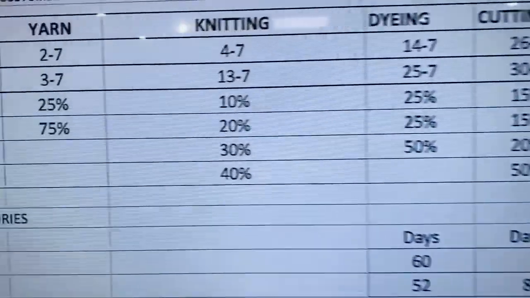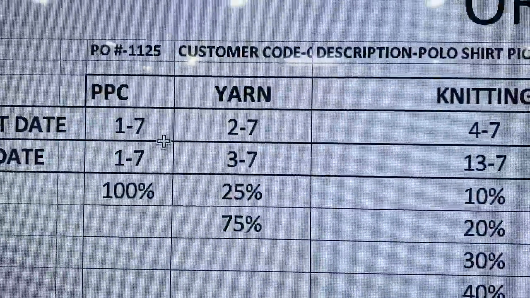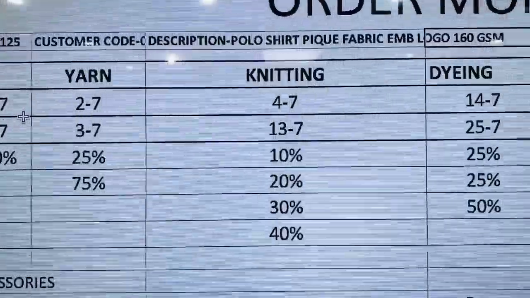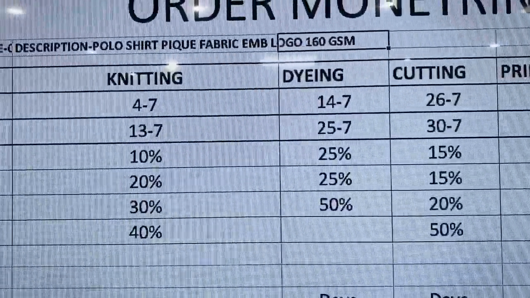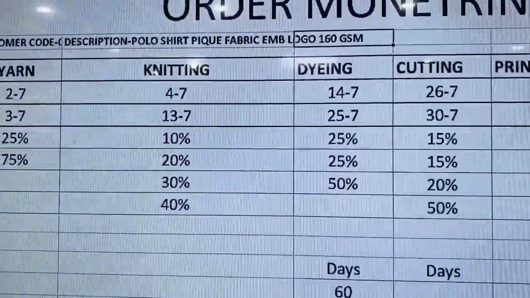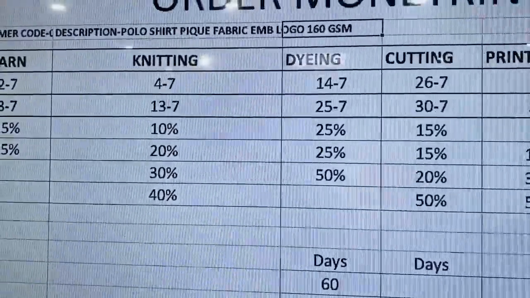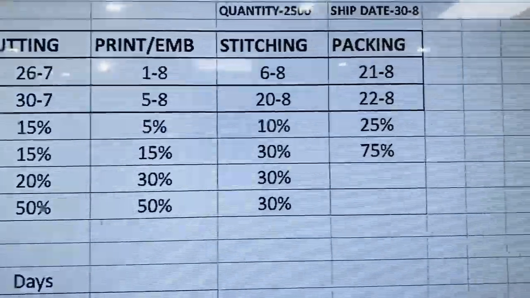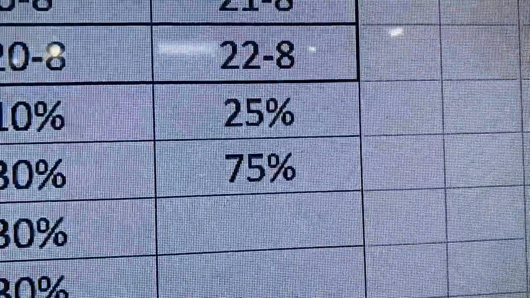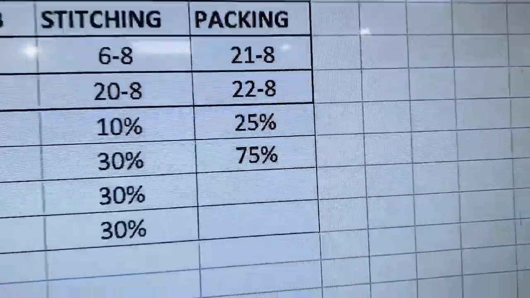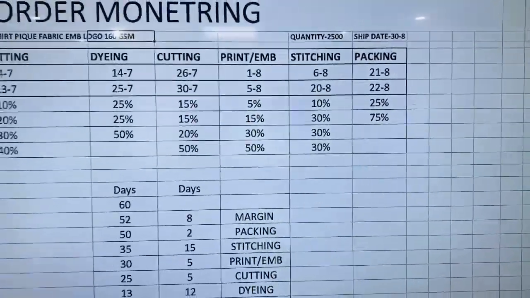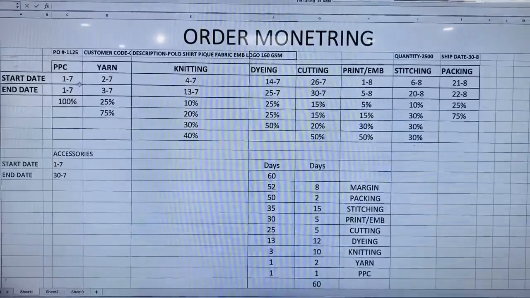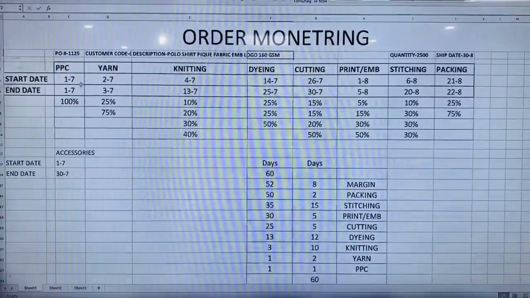If you talk about it in detail, that's 100% on 1 day for planning. Then we need around 2 days for the yarn. Then the knitting process is around 10%, 20%, 30% and 40%. That's the completion day by day. Same with the dyeing, cutting, print, stitching, and the packaging. Like 2 days: on the first day, it's going to be 25%, and on the rest of the days it is 75%. So that's a little bit of a story about how we manage your order with the capacity we can deliver to you.